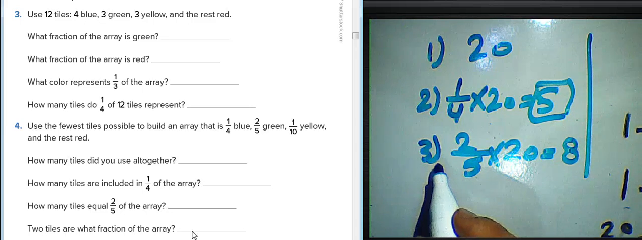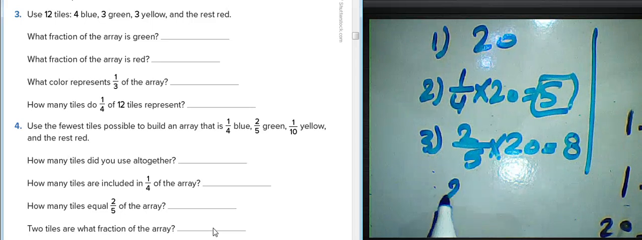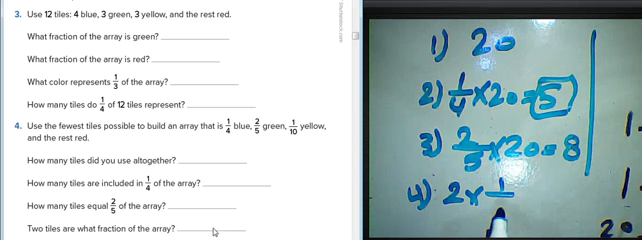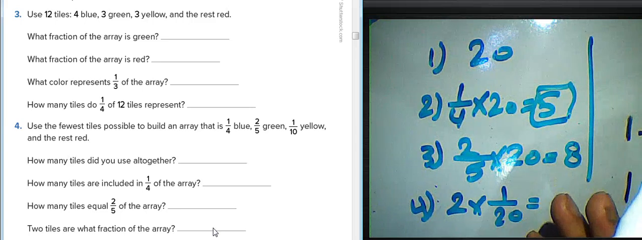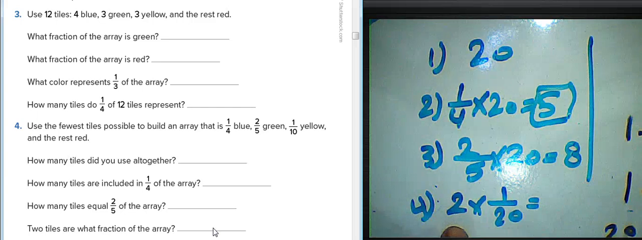Last question here. 2 tiles are what fraction of the array? 2 tiles, it means what? 2 multiplies the part 1 over 20, because we draw the rectangle and divide it into 20 parts. We ask about 2 tiles being what fraction? 2 over 20 equals 1 over 10. Okay, it's the result.